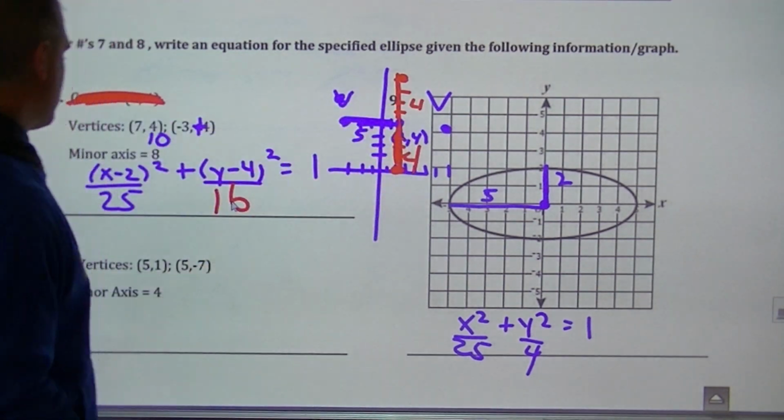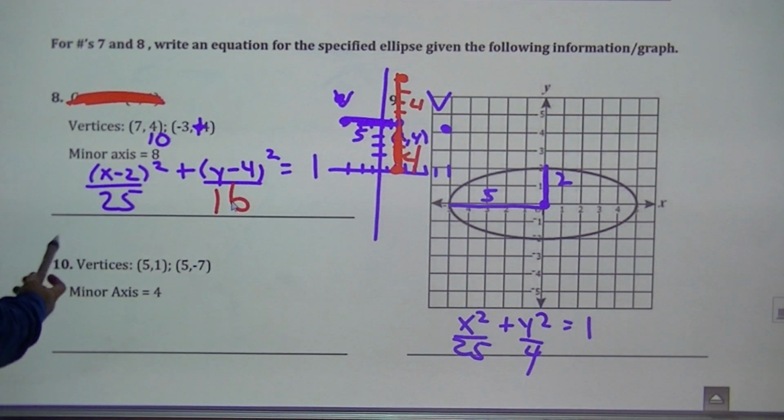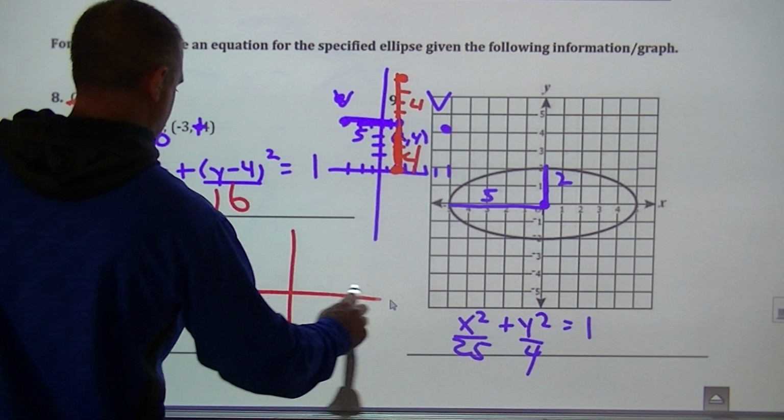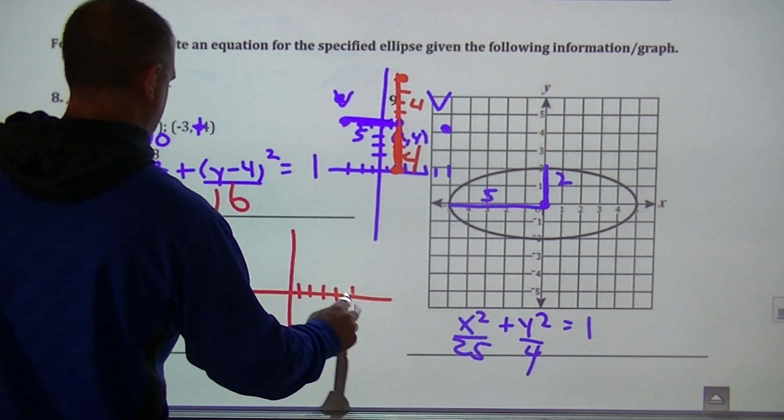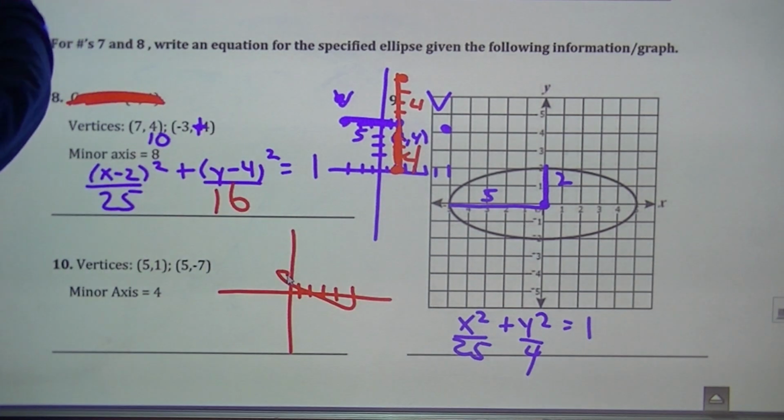So you take that amount and square it. Okay, my vertex here is 5, 1. 1, 2, 3, 4, 5, and 1. Whoops.